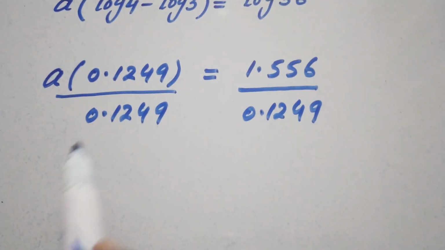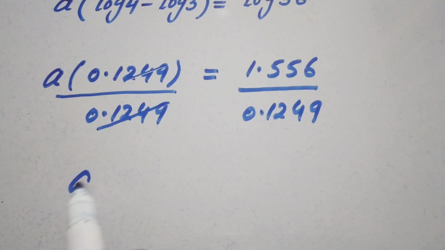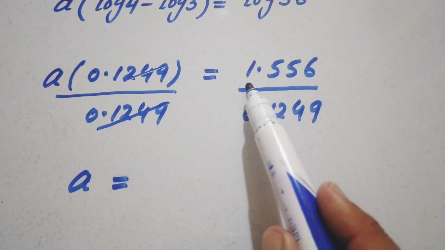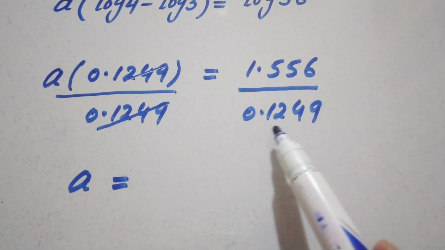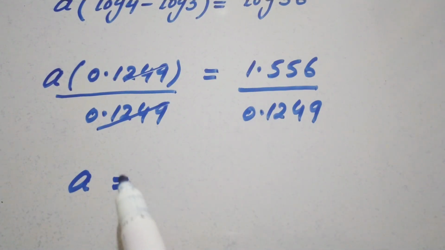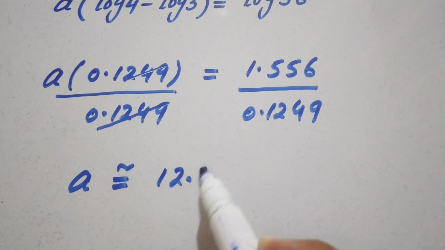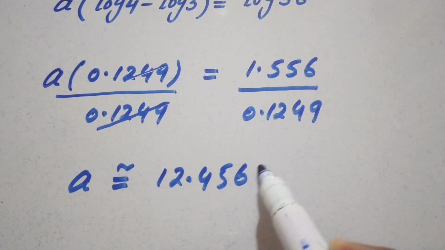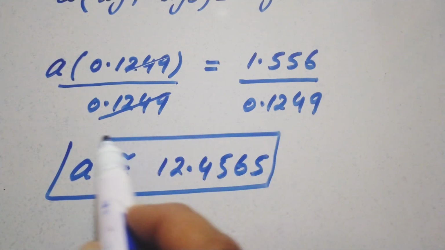From the left hand side, the numerator and denominator cancel out each other. We will be left with a is equal to 1.556 divided by 0.1249. Dividing this, it is nearly equal to 12.4565. So this is the approximate value of a.